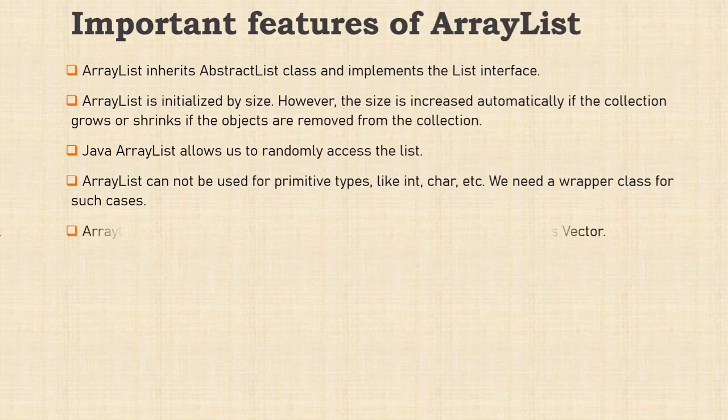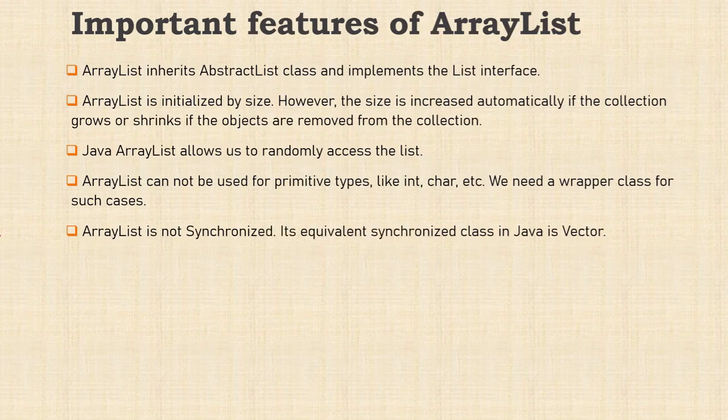ArrayList is non-synchronized. The equivalent synchronized class in Java is Vector. ArrayList is non-synchronized, but Vector is synchronized. ArrayList was introduced in Java 1.2, and Vector was introduced in Java 1. I think they introduced Vector at the time of launch only.